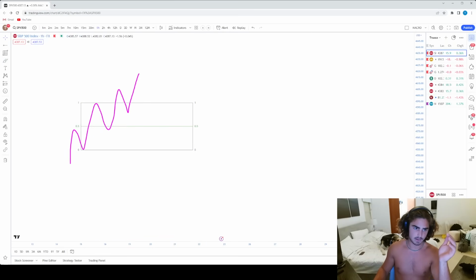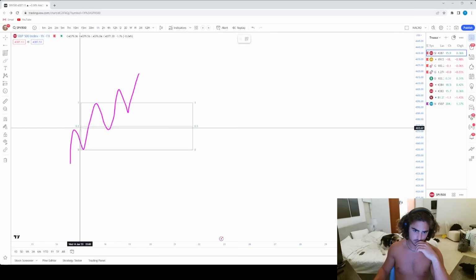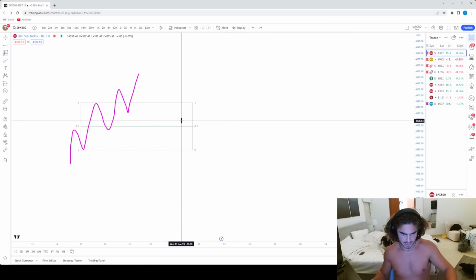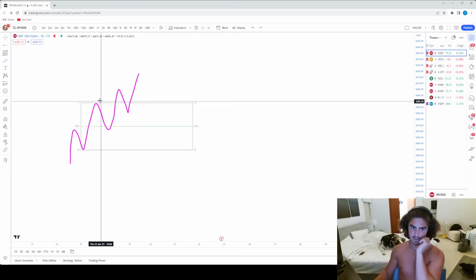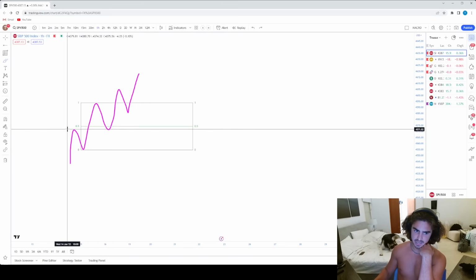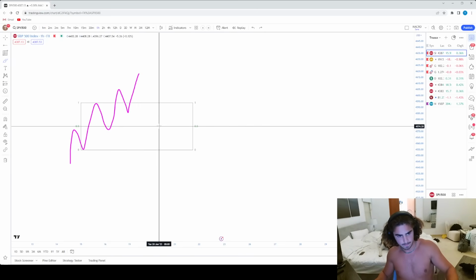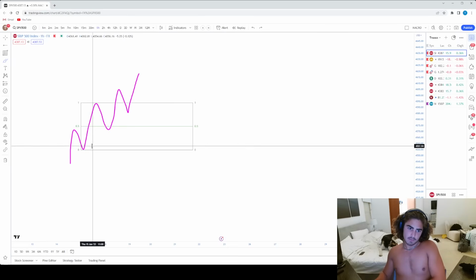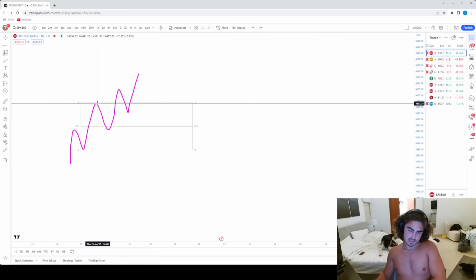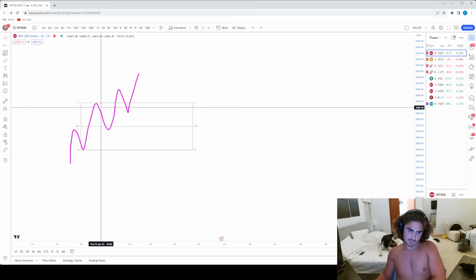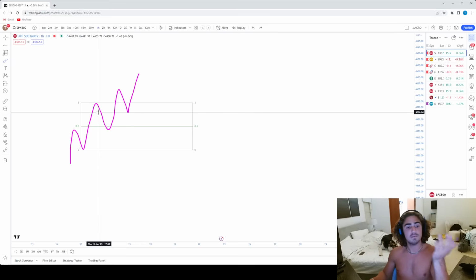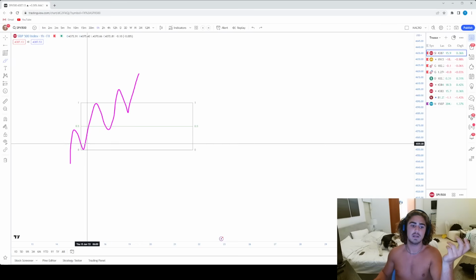Because right here, everything from the 50% mark up there is a premium, right? Because they push price past this high, made this high, we start to get some bearish pressure down here. So from here up to this new high, when this high gets made, what are we looking for? We're looking for price to come into a discount, right? Because that's where smart money would want to buy.